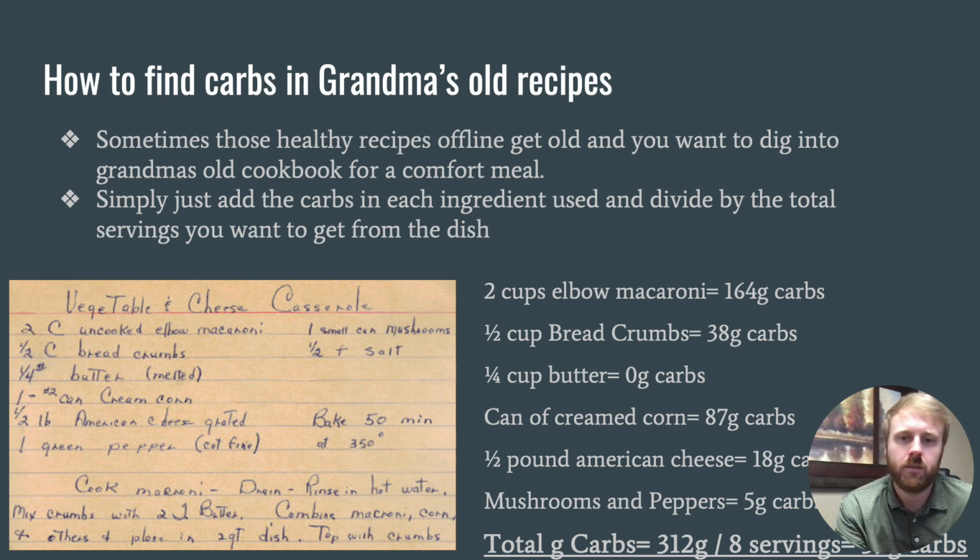And down here at the bottom, I have the total grams of carbs, which would be 312, and just say you got 8 servings out of it. And like I said with the dish earlier, even with macaroni, you can make an approximate estimate to get the 8 servings out of there, and it'll give you the amount of carbs per serving.